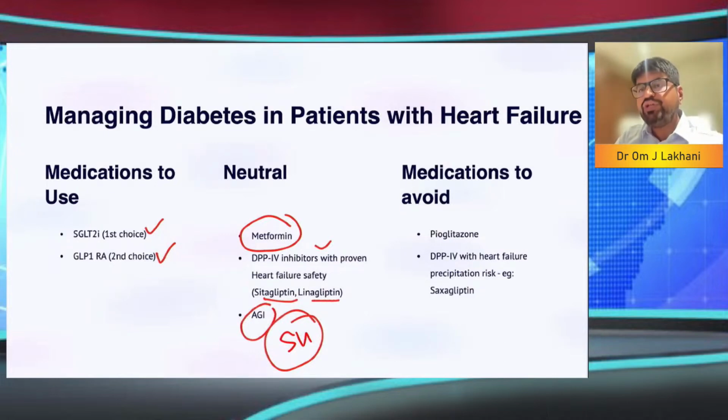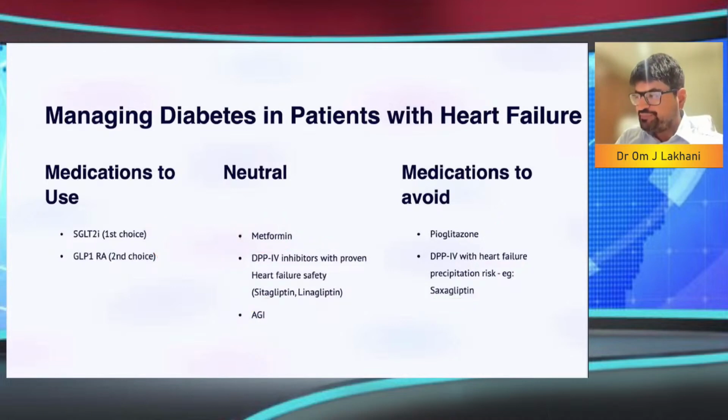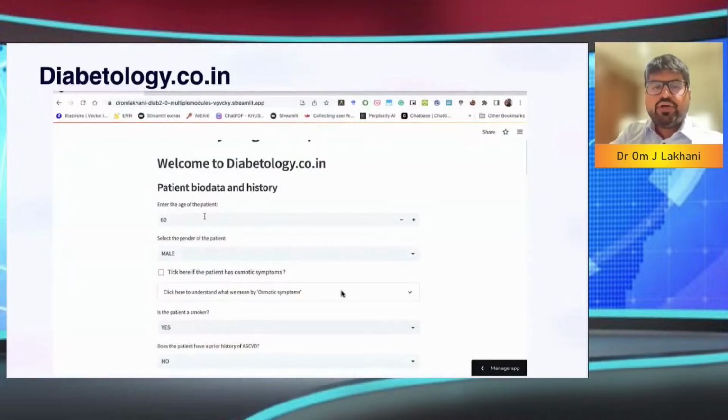But medications that you need to avoid are pioglitazone and DPP-4 inhibitors with potential heart failure precipitation, like saxagliptin. These are drugs perhaps you need to avoid in these situations, especially in patients with heart failure. Right? Okay.